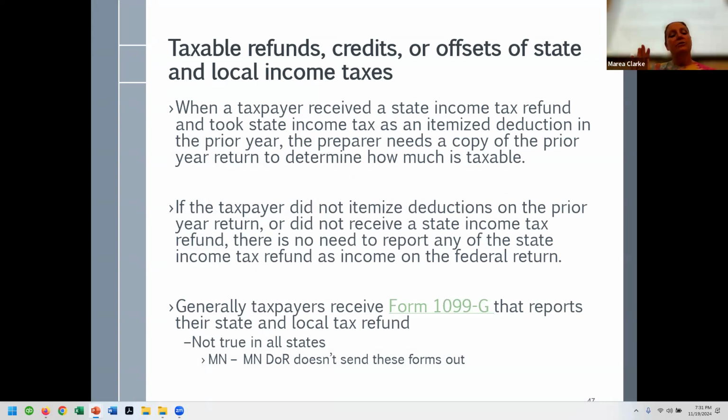Theoretically, a lot of residents should receive a Form 1099-G that reports a state or local income tax refund. Minnesota does not send one of those forms out. So if you go online, you can try to download a copy of that, but we don't need the form. If they have their return from last year, they can see what their information was. They can also go to their bank account, look at hopefully their automatic deposit. It'll say like Minnesota Department of the Revenue. It'll show what their refund was.